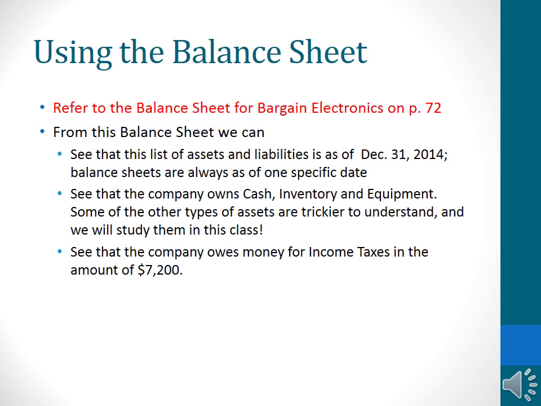You can also see from this Bargain Electronics balance sheet that the company owns cash and inventory and equipment among some other kinds of assets. And then you can see the company owes money for income taxes in the liabilities section, and the amount there is $7,200.